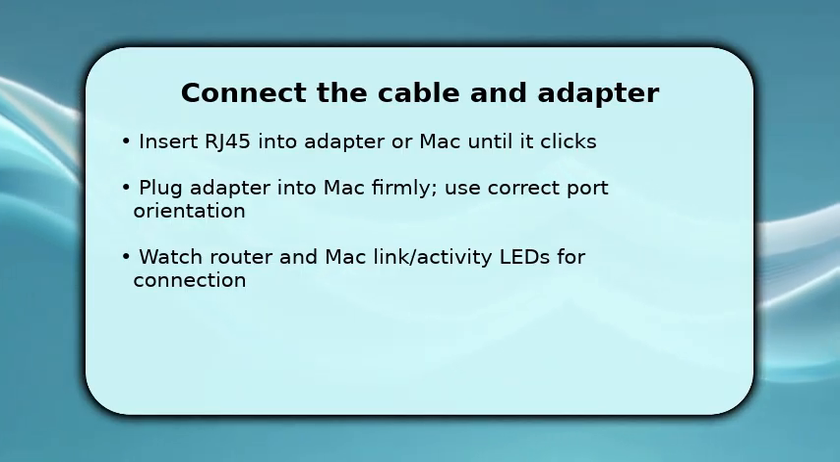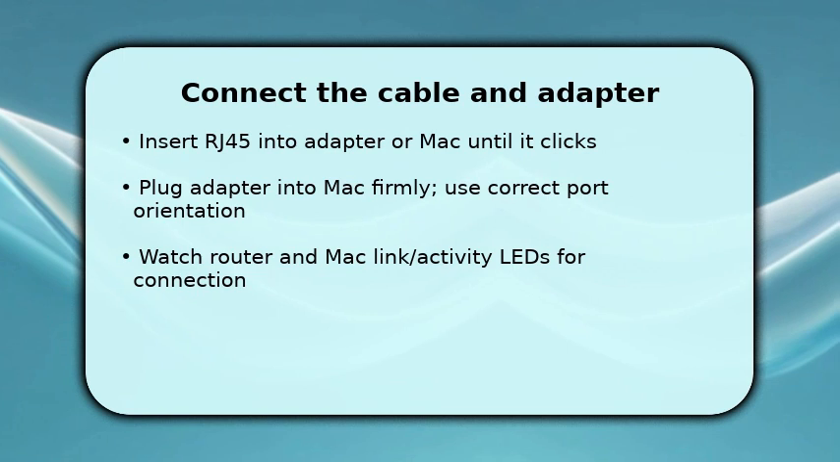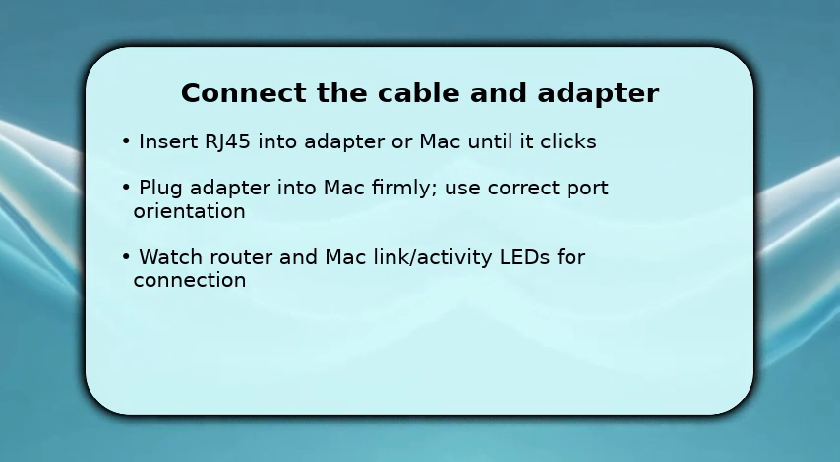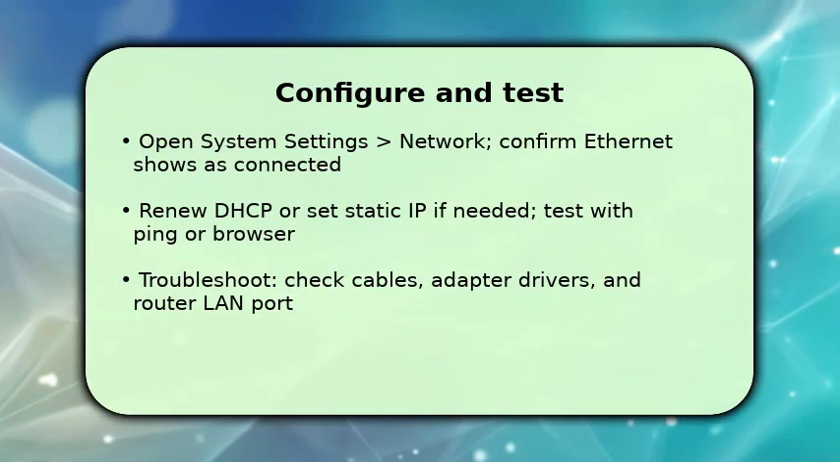They confirm physical negotiation. If you see a steady light and your Mac shows a network icon, the hardware link is established. You finish by opening System Settings Network and confirming Ethernet appears as connected.